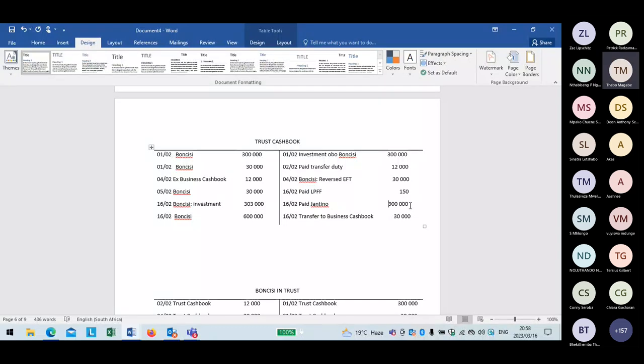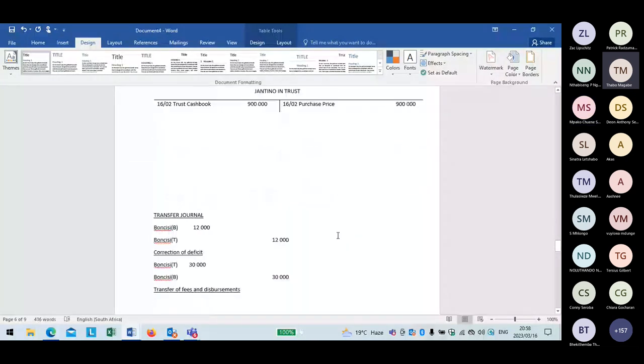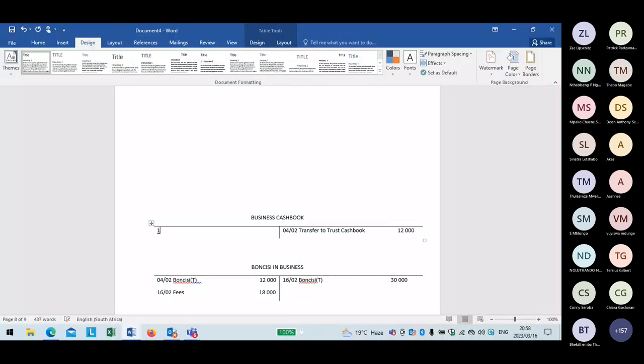Do you follow? Transfer to business cash book, 30,000. And then we go to the business cash book and debit to show that we are receiving funds. We debit the business cash book. On which date? The 16th as well. Narration will be X trust cash book. The amount is 30,000.